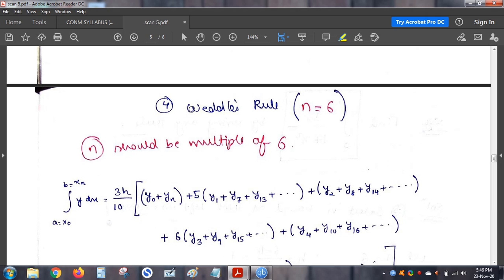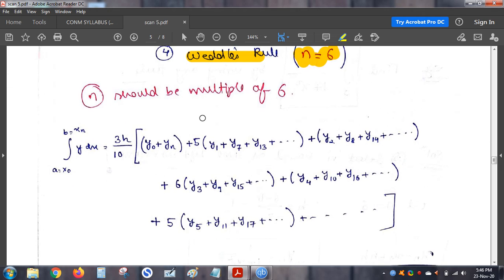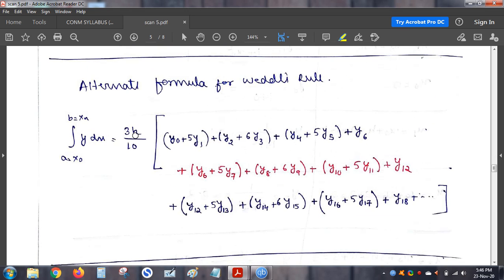In the Weddle's rule, you are going to select n equal to 6. In that case, n has to be 6 or a multiple of 6. In that case, you have this formula. Now there is an alternate formula for the Weddle's rule, which is this. This is the alternate formula.